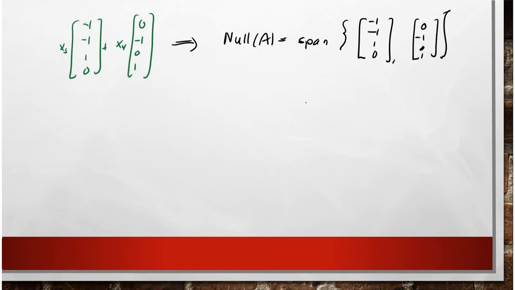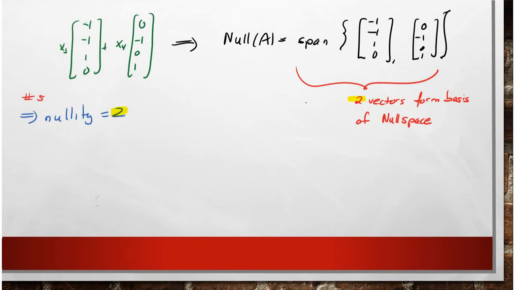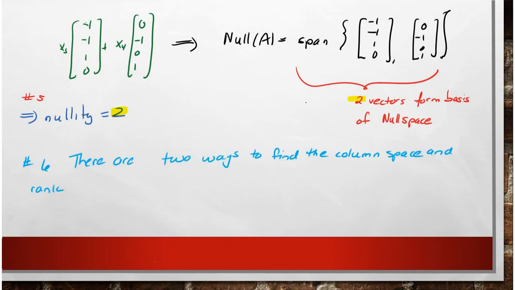Now, of course, we express the null space as the span of basis vectors, so those two vectors form the basis of the null space. From the number of basis vectors, we get the nullity, which is number 5. So since there were two vectors in the span, the nullity is 2.